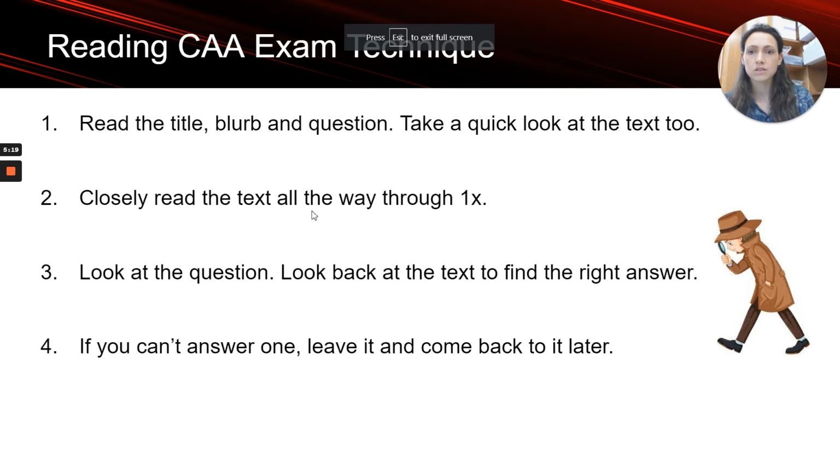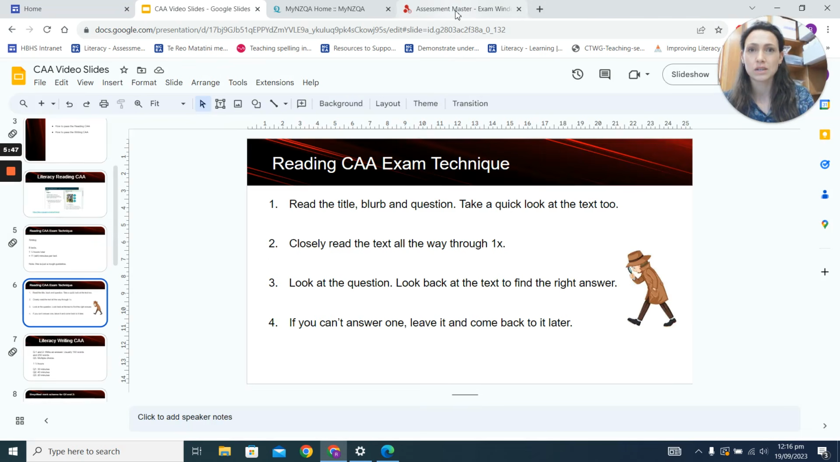Closely read the text all the way through one time. This is incredibly important, and what you also need to do here is remember not to skip onto step 3. It's really tempting when you're in an exam and the clock's ticking away to go straight through and start trying to answer the questions, but you've got no chance of answering them correctly if you haven't read the text really carefully and understood it before you go to the questions. So let's have a go at doing this.